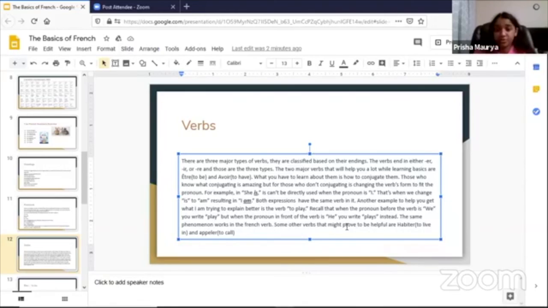Some other words that might prove to be helpful are habiter, which means to live, and appeler, which means to call. This is a pronominal verb. This isn't like any of the three verb types classified here.